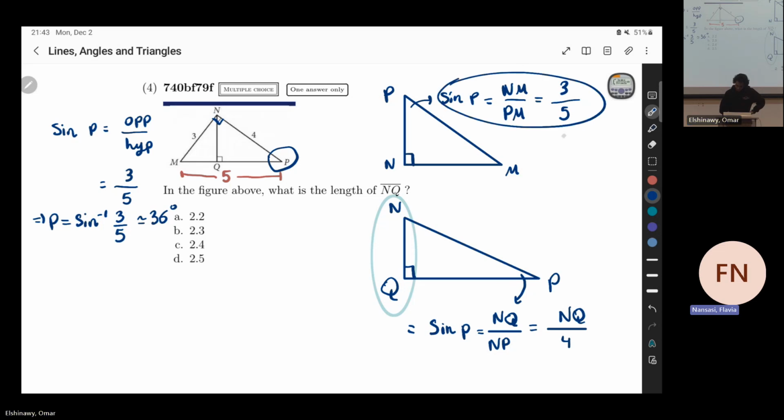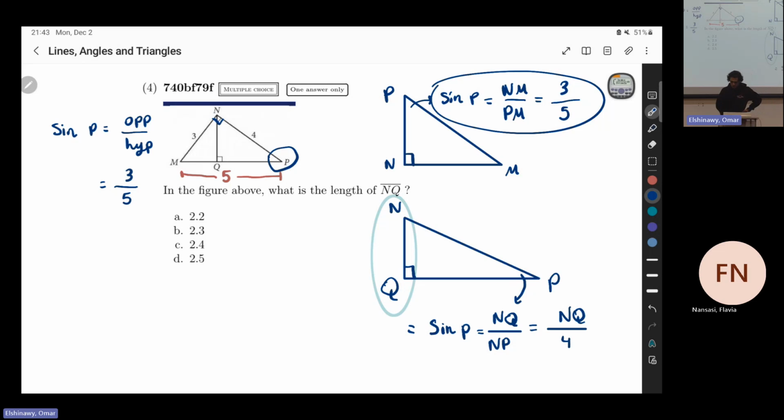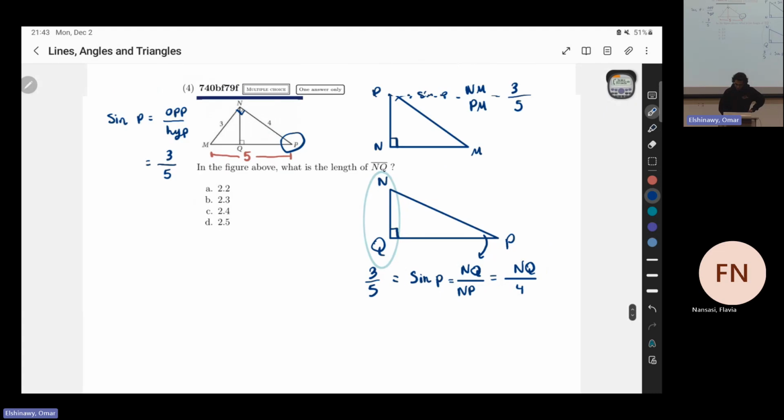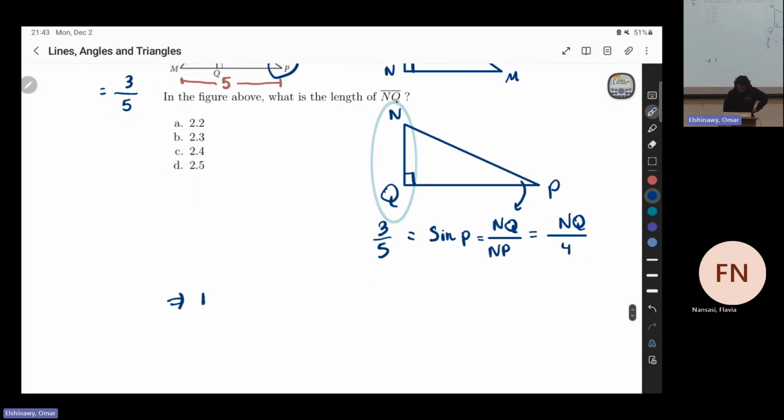And P is 36, so you say sine 36, or you could just use sine of P. What I mean to say is you don't really need to compute P itself. You just know that sine of P is 3 over 5. So 3 over 5 is equal to NQ divided by 4. Then NQ is equal to 4 times 3 over 5. So I think that's 12 over 5. I think that's 2.2. I could be wrong. No, I think it's 2.4.